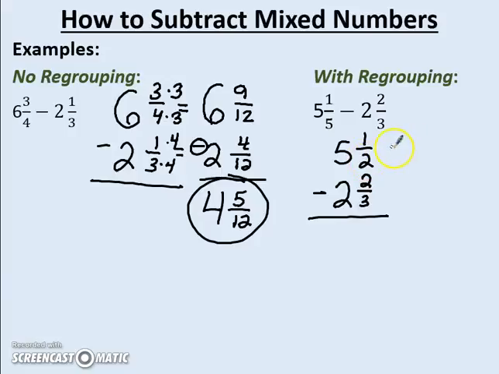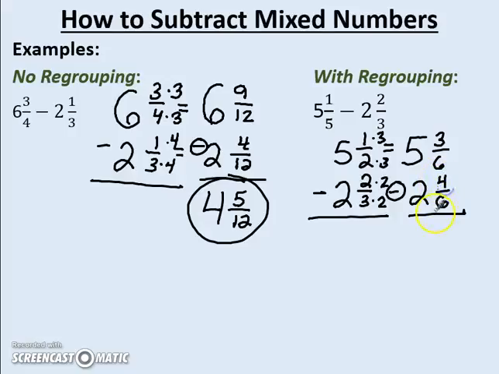First step is we need to get common denominators. The least common multiple of 2 and 3 is 6. So we're going to change these to 6. If we take halves and make them into 6, the pieces get 3 times smaller. So 1 times 3 makes 3. If we take thirds and make them into 6, the pieces get 2 times smaller. 2 times 2 is 4.